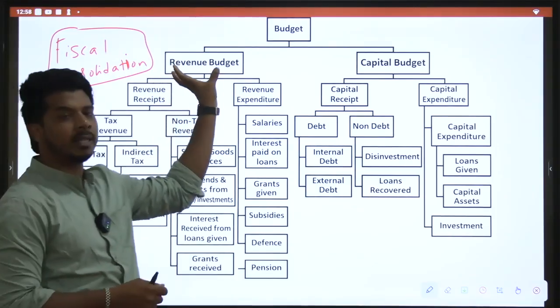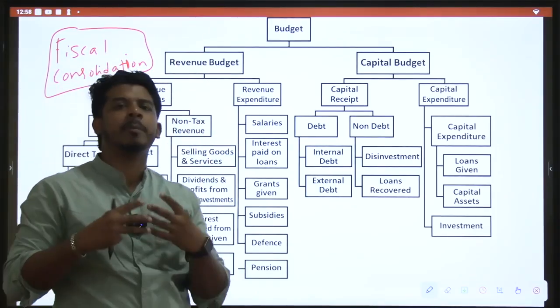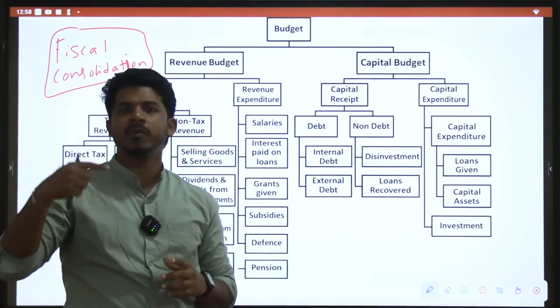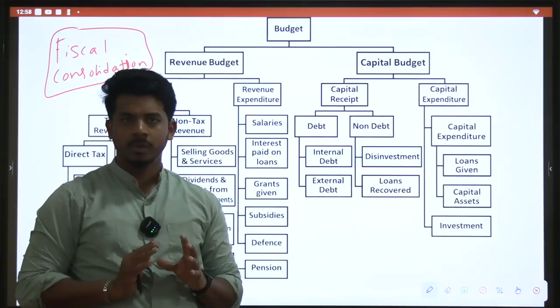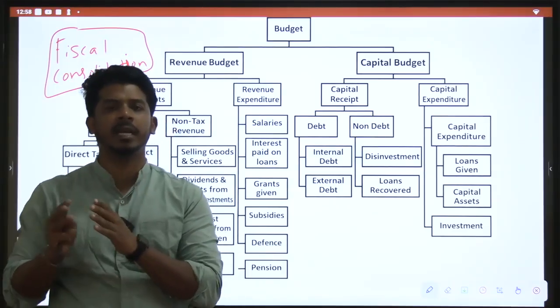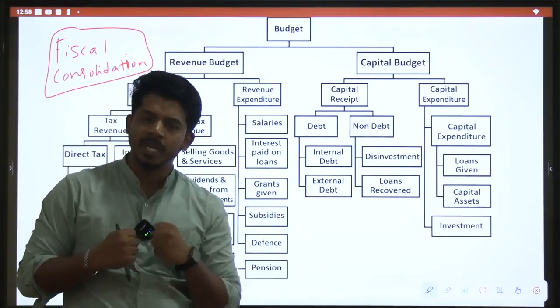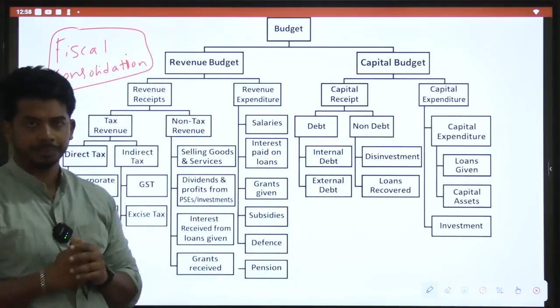So revenue budget means if I take out things that happen very frequently, like payment of salary happens every month, payment of tax happens every year. Okay, there are some things that happen at regular intervals. So when I budget those receipts and those expenditures, I call it revenue budget.